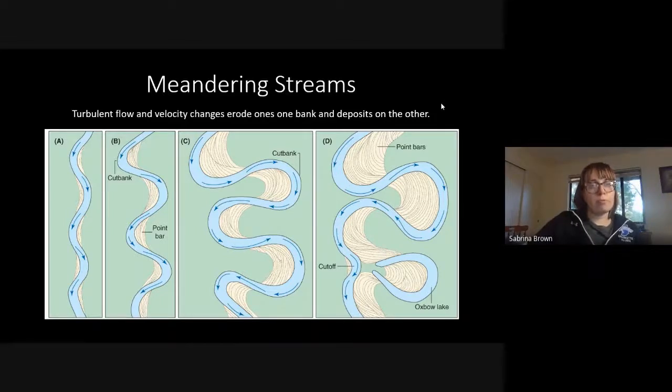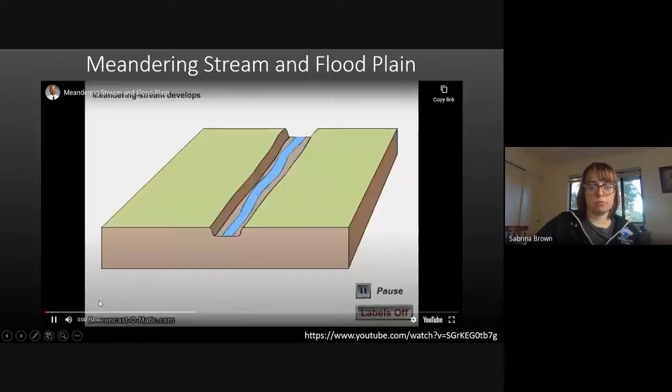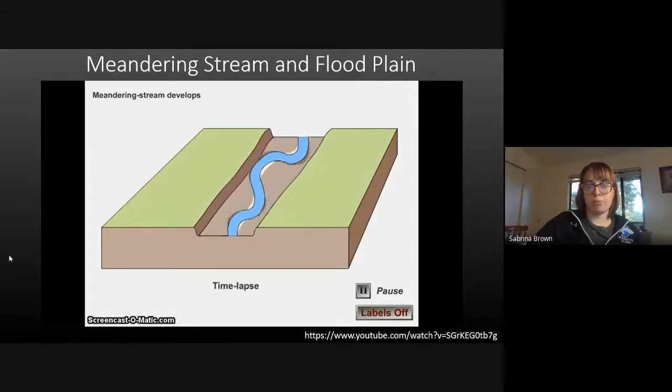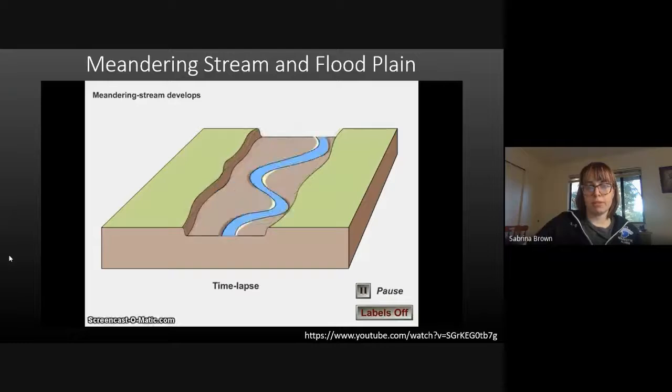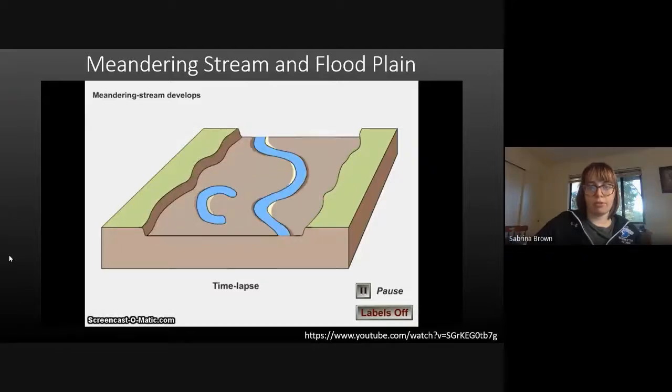So we have turbulent flow in meandering streams and velocity changes where we have higher velocity on the outsides on our cut banks and lower velocity on the insides, so we erode on the outer banks where we have higher velocity. On the inner banks where we have lower velocity, we're going to deposit material. Here's just a diagram type video of how a meandering stream might develop through time. See that channel's getting wider and wider as it erodes and gets wider and wider and curvier and curvier.